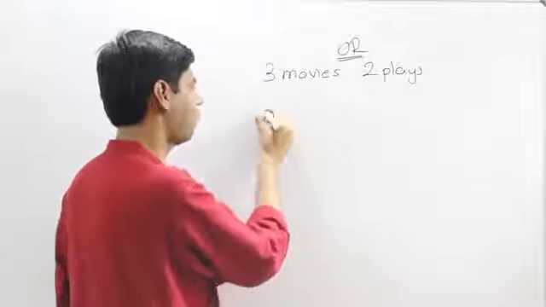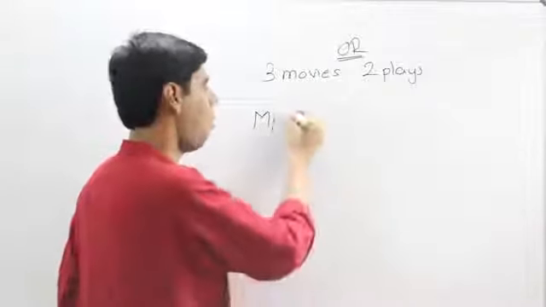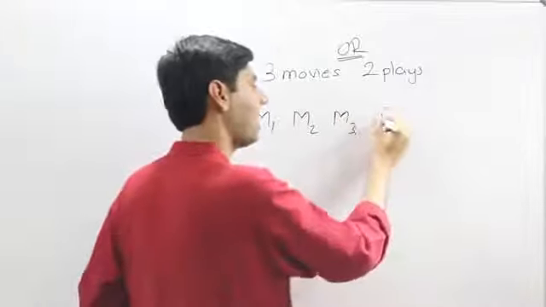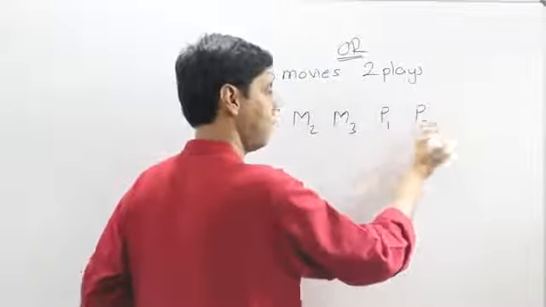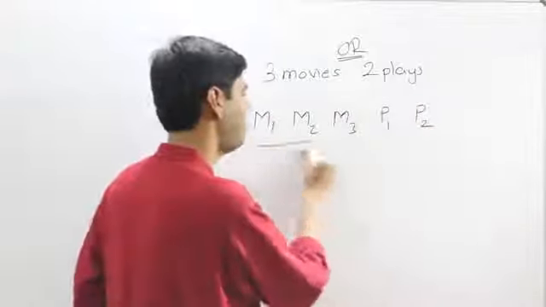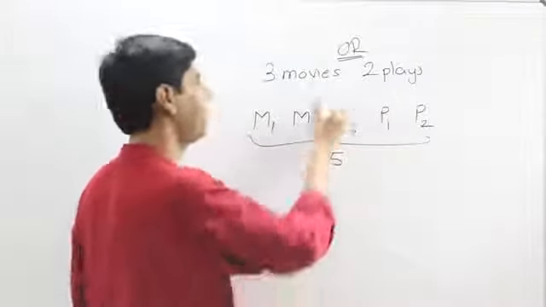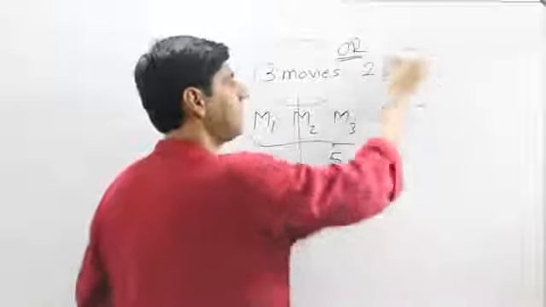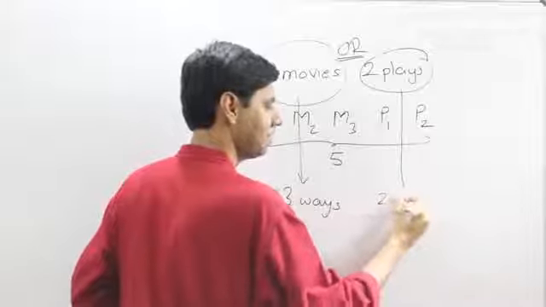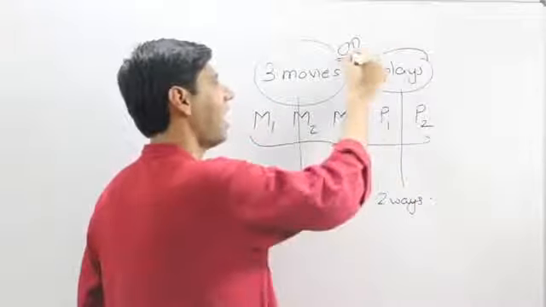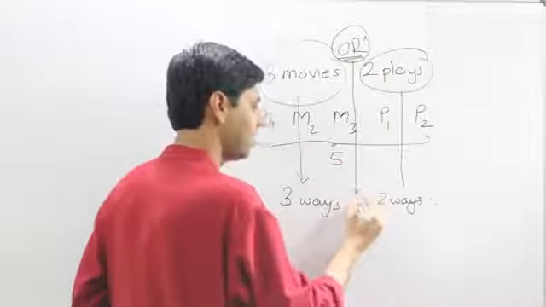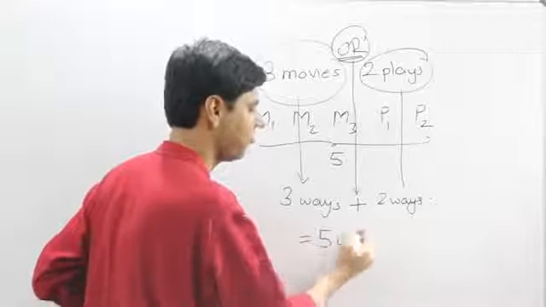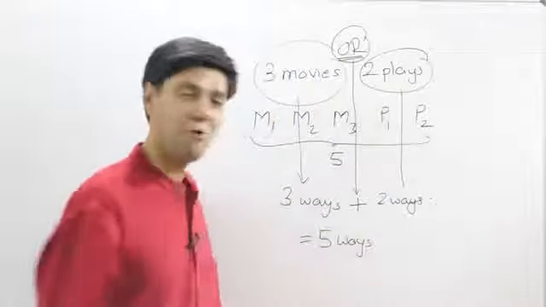So it simply goes as I could go and watch either movie 1 or movie 2 or movie 3. The emphasis is on the word OR. Or I could watch play 1 or I could watch play 2. So these are nothing but 5 different ways. How do we get these 5 different ways? Movies I could watch in 3 different ways. Plays I could watch in 2 different ways. And since I am going to use an OR, we just add them, and so I could watch a show in 5 different ways. So this is your rule of OR.